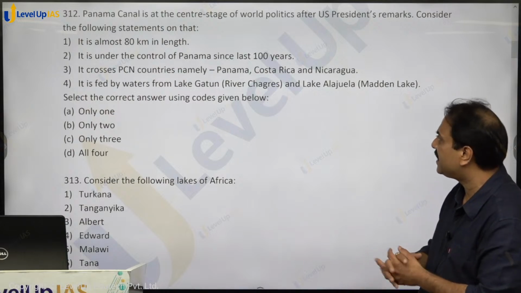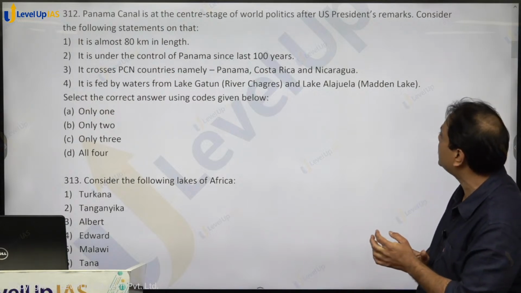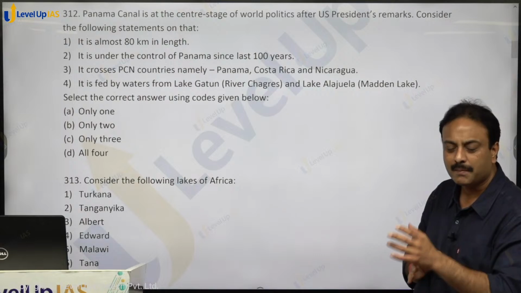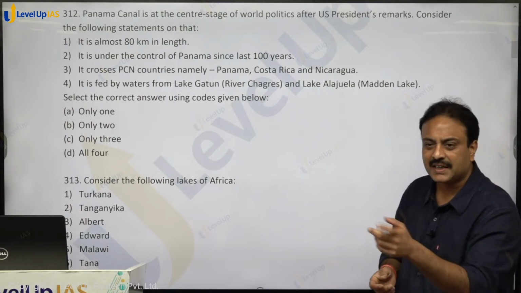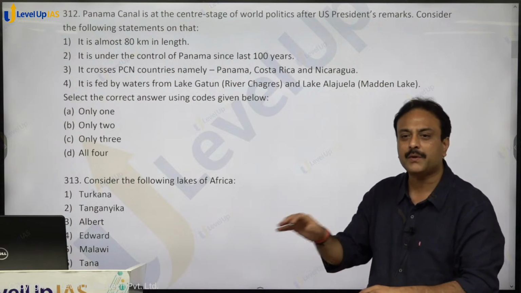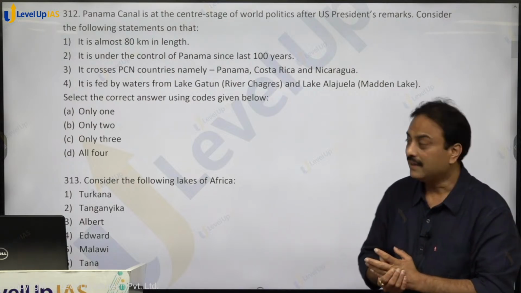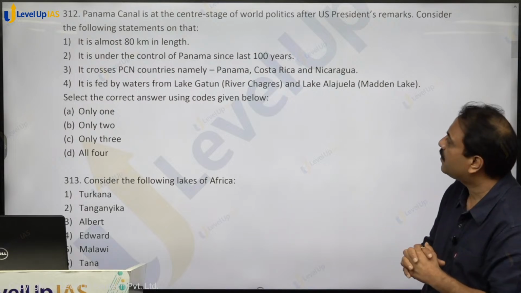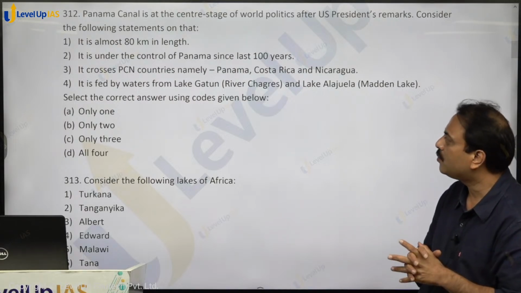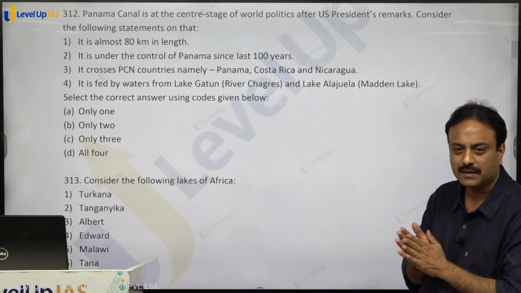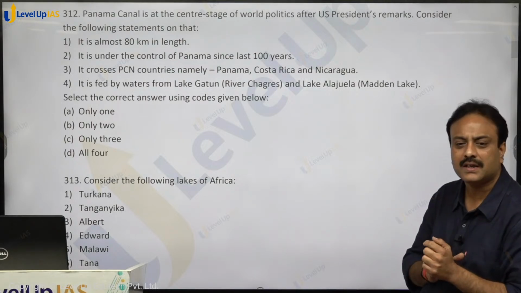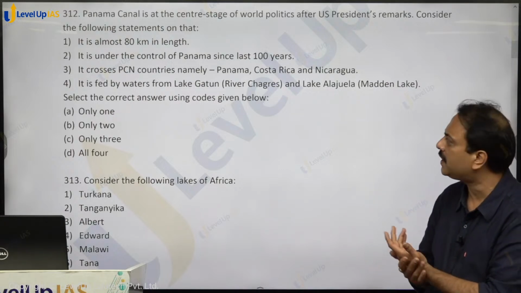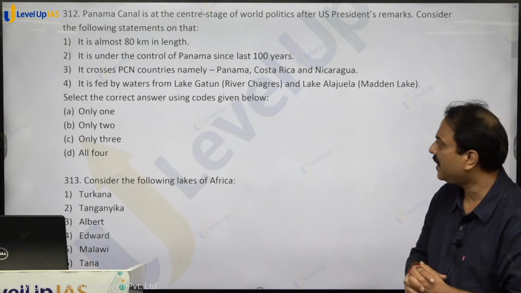Panama Canal is at the center stage of world politics after the US President's remark. US President is claiming what? We will take it back. Why? Because he is alleging that China is interfering. So the security of US is at risk, right? Consider the following statements on that. It is almost 80 kilometers in length. The official site of the canal shows that it is 82 kilometers. So almost 80 kilometers, correct, right?